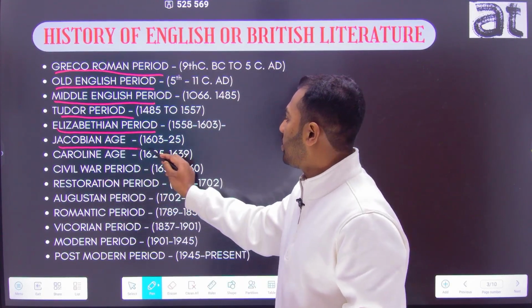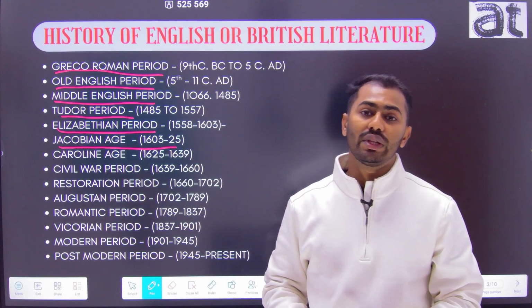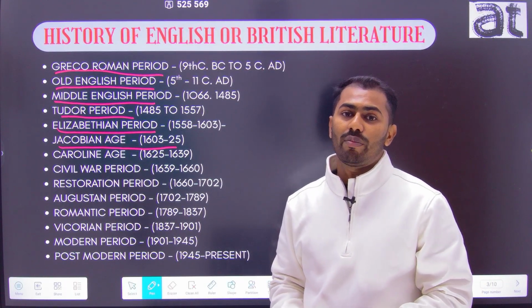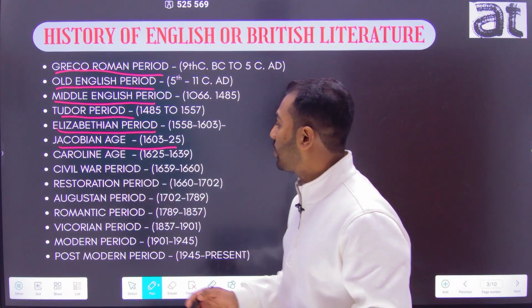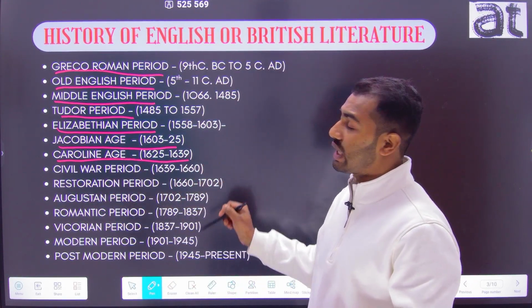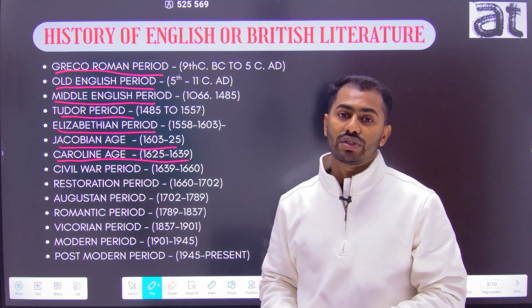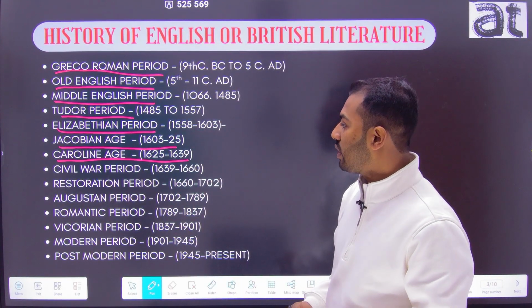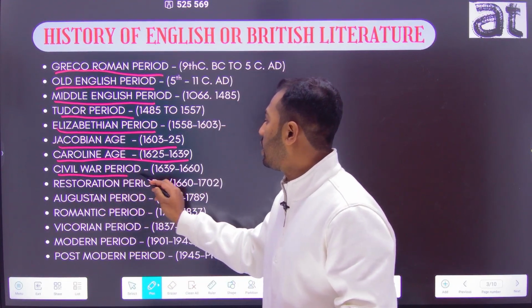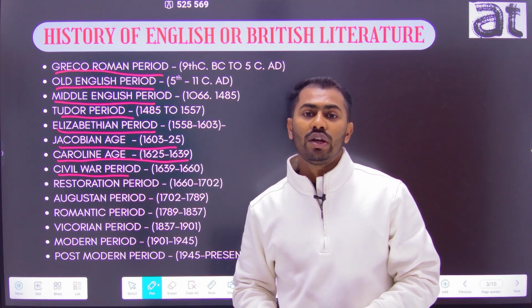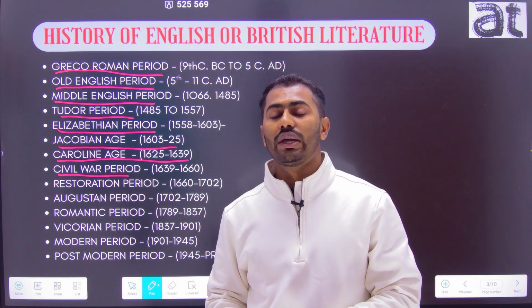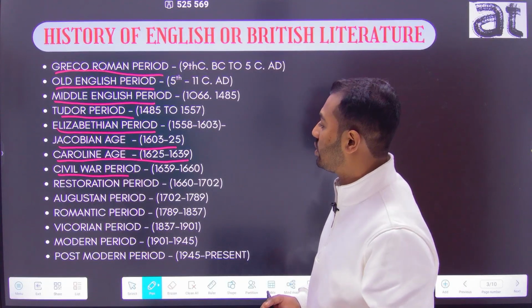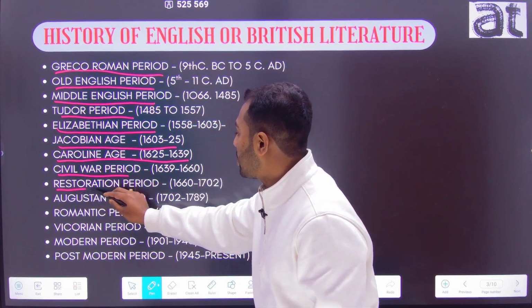After that comes the Jacobean period. In the Jacobean period, we will read the famous revenge tragedies of John Webster, The Duchess of Malfi and The White Devil. Next, we will read the Caroline Age. In the Caroline Age, we will read the most important writer of the early 17th century, John Milton. And after comes the Civil War period. In the Civil War period, we will read John Dryden and the important metaphysical poets like John Donne, Andrew Marvell, Henry Vaughan. And after comes the Restoration period.